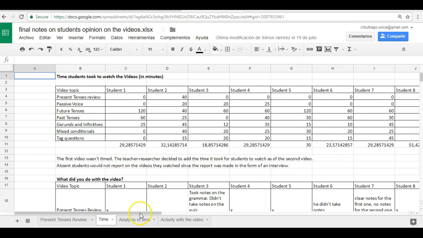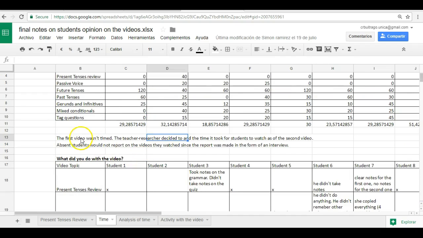I say playing around, but it's a very serious exercise in which he decided to find the topics that were covered in the grammar part, student by student. And he organized the time that each student spent with each one of the videos. Then he started making comments. Like, the first video wasn't timed. The teacher researcher decided to add the time it took for students to watch as of the second video.